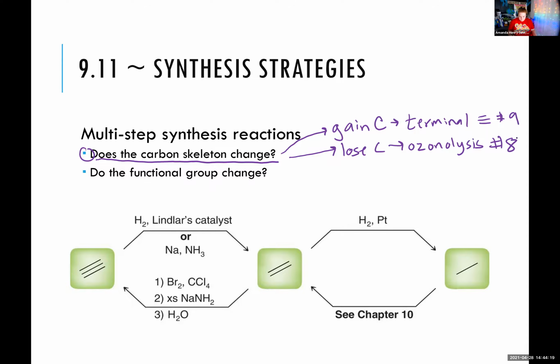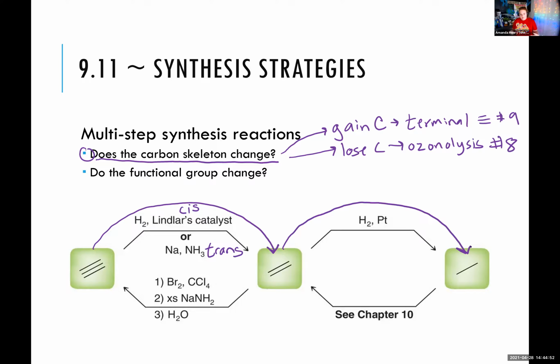So on the bottom, we've learned most of these reactions, but we know that we can go from a triple bond down to a double bond using hydrogen with Lindlar's catalyst or sodium with ammonia. So hydrogen with Lindlar's catalyst will give us our cis alkene. Sodium and ammonia will give us our trans alkene. And then we can go from our alkene down to our alkane with hydrogen and a catalyst.